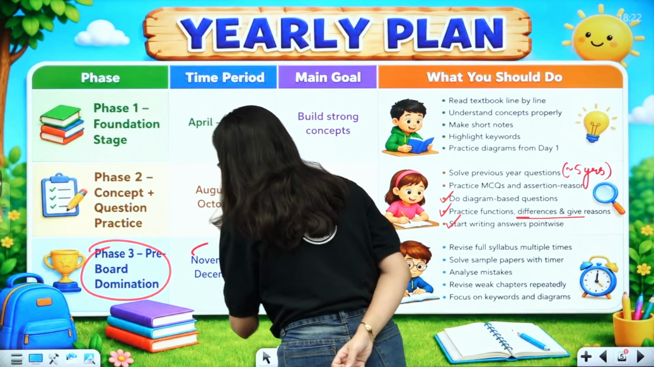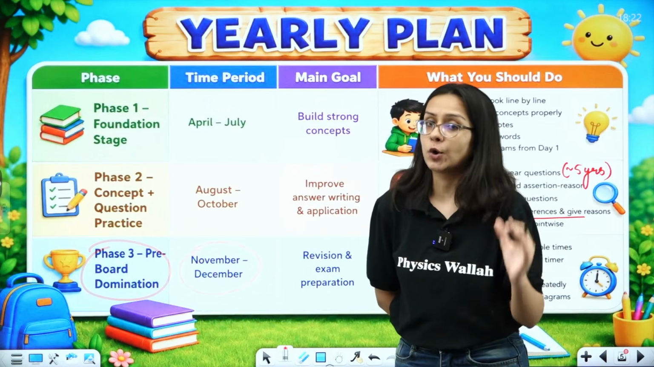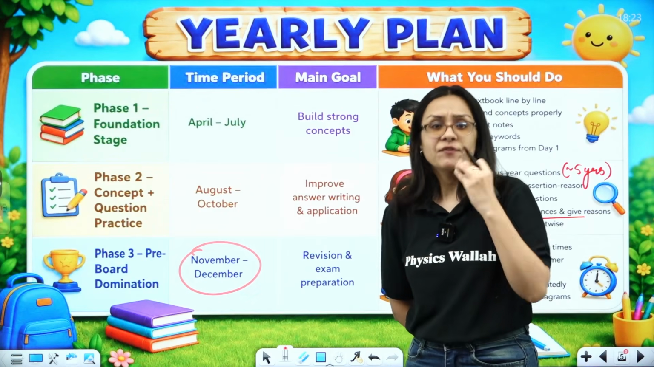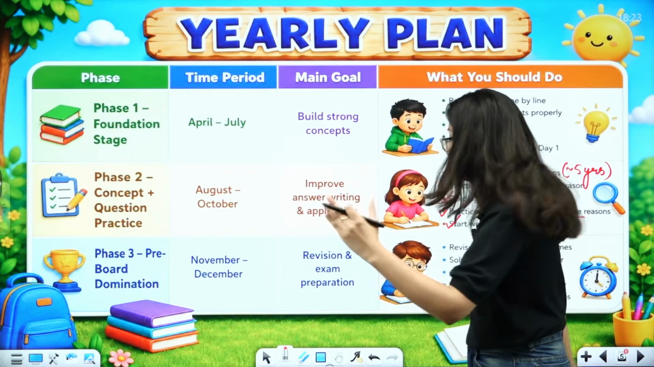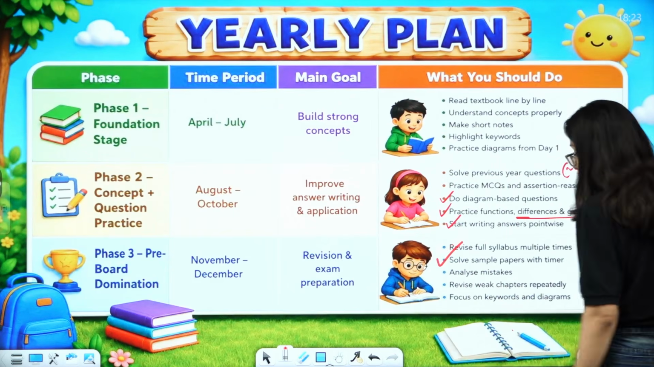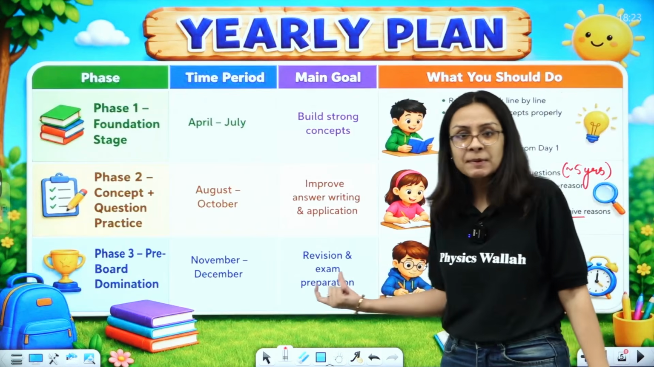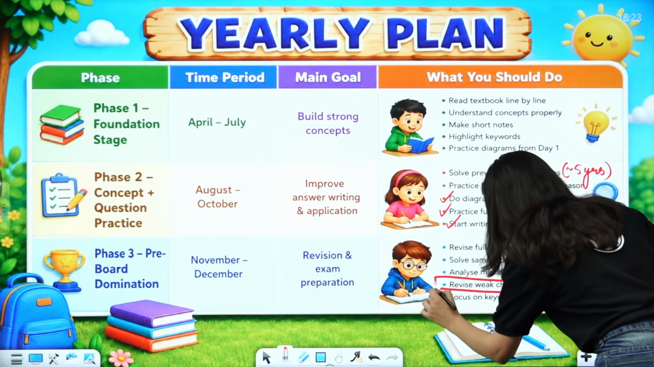Now during the third phase, which is actually bringing you closer to your pre-board, it's phase 3 from November to December. This is the peak time where you need to emphasize on revision a lot. Whichever topics that you feel are weak, or you need to have a better grip on, revise them over and over again. So full syllabus revision is mandatory, along with sample paper solution, which is basically the specimen paper in your case. Analyze your mistakes and revise weak chapters like I just now mentioned.